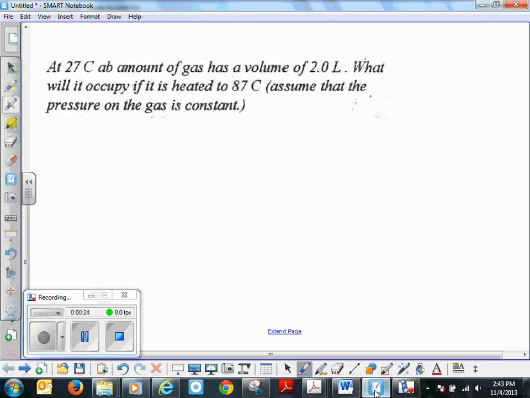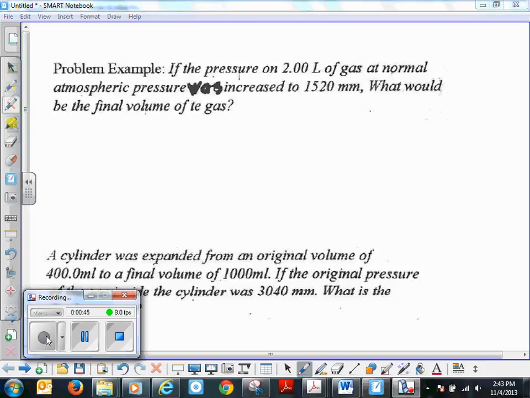Okay, so this problem says at 27 degrees Celsius, it should say an amount of gas has a volume of 2 liters. What will it occupy if it is heated to 87 degrees Celsius? That was Charles' law. Here's the Boyle's law. I messed up on that. We are going to do that today, but not first. We're going to kind of warm up.